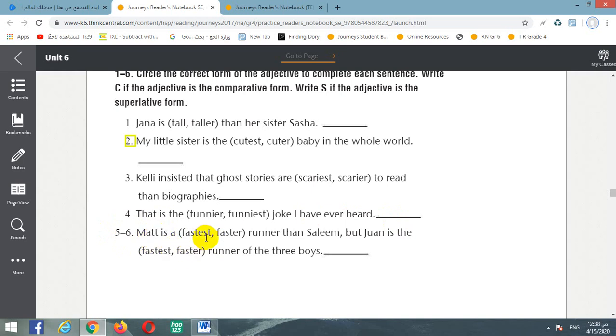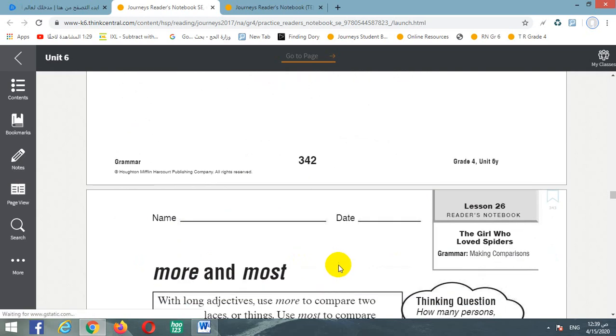Number 5 and 6. Matt is a faster runner than Salim. Here we have than, so yes, comparative. Excellent. So we are going to write down C and use faster, er, than. But Joan is the fastest runner of the 3 boys. 3. So we compare more than 2 here, and also we have the, so we use adjective plus est, the fastest. So er with than, and the plus est is the fastest, and write down S, superlative. Understood? I hope so.